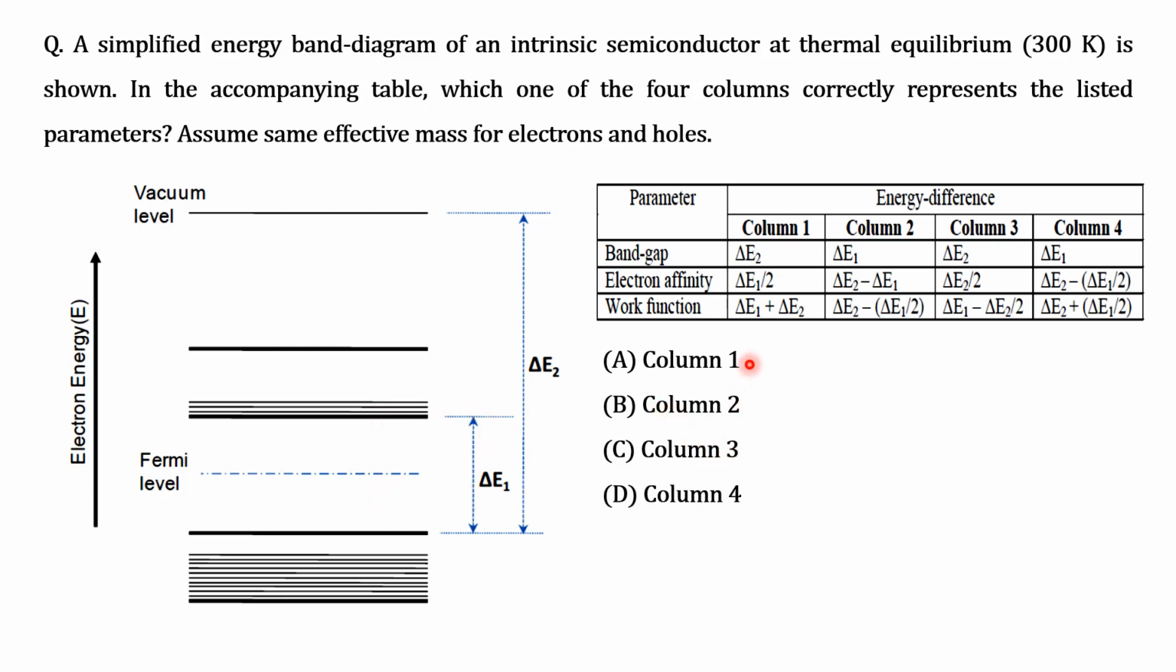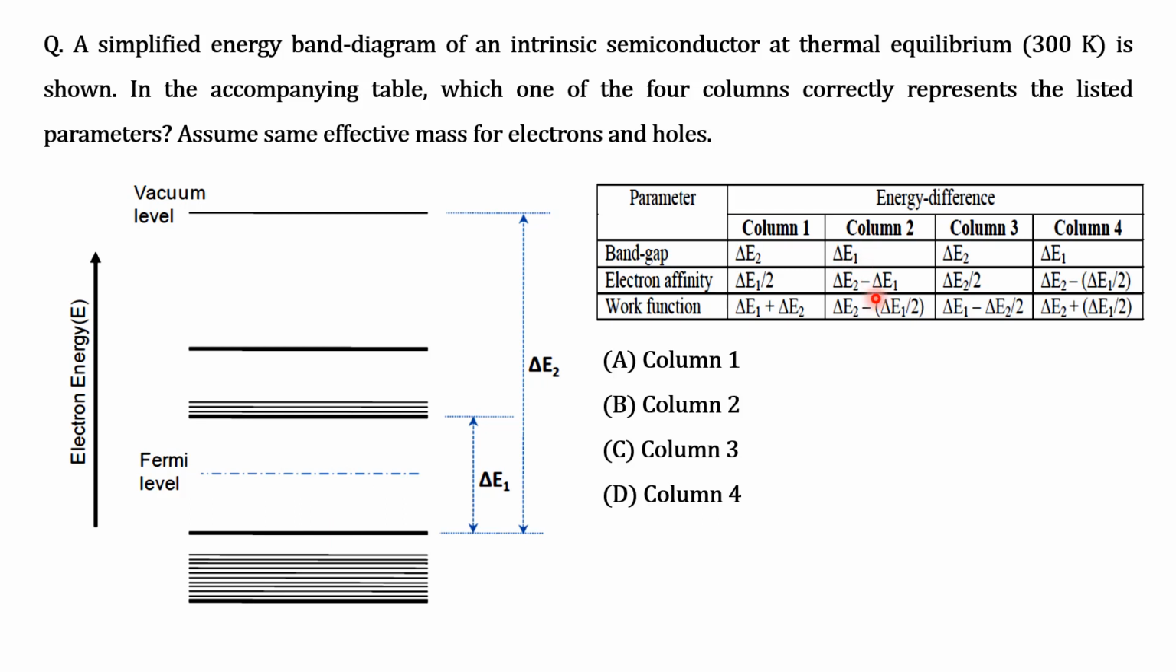So is it clear? Therefore, the answer will be column 2. So first we have a band gap. Band gap, I'm sure everyone will be clear, because this is the valence band maximum and this is the conduction band minimum, and between them we have the band gap. That is correct. That everyone knows, I guess.